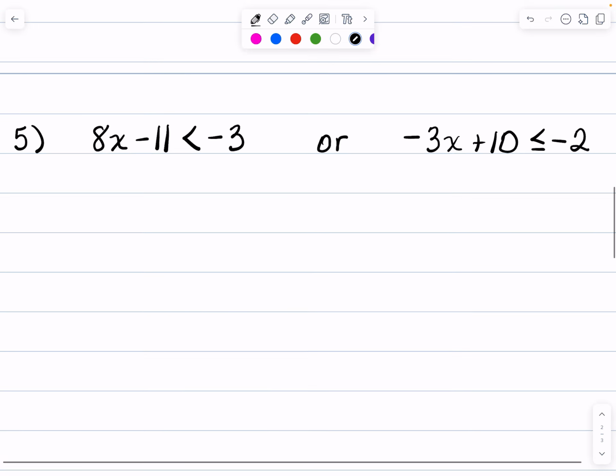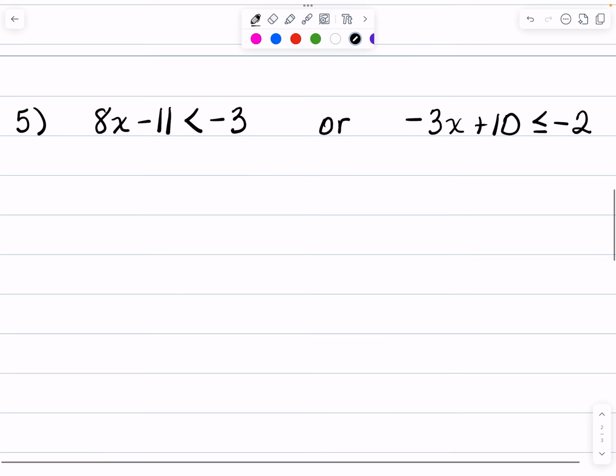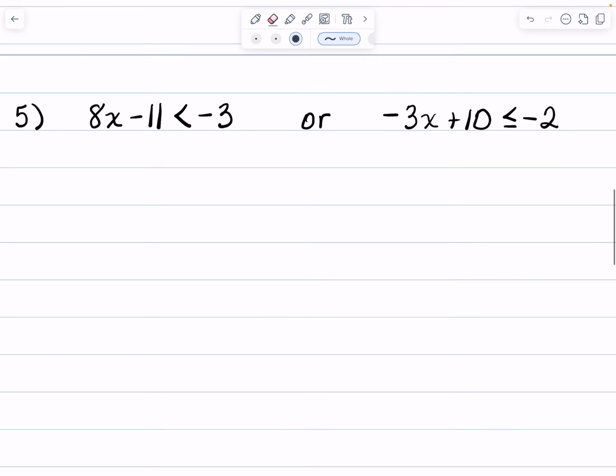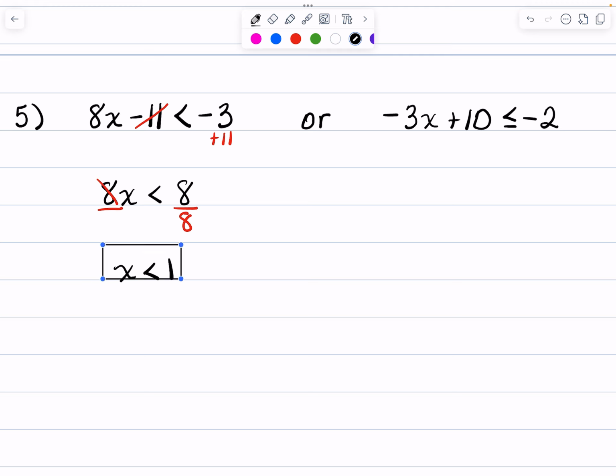Now number 5 is also an OR situation. So let's go ahead and solve each of these inequalities separately. So I'm going to take this -11 from the left side of the inequality and add 11 to the right side of the inequality. So we'll have 8x is less than 8. Now we're going to divide both sides by 8. X is less than 1. Okay, there's my first solution to this inequality.